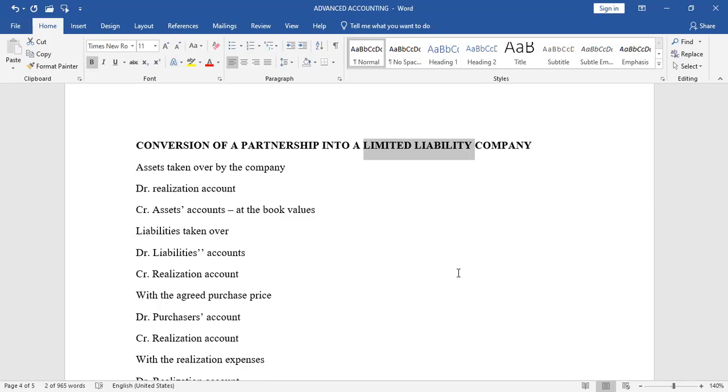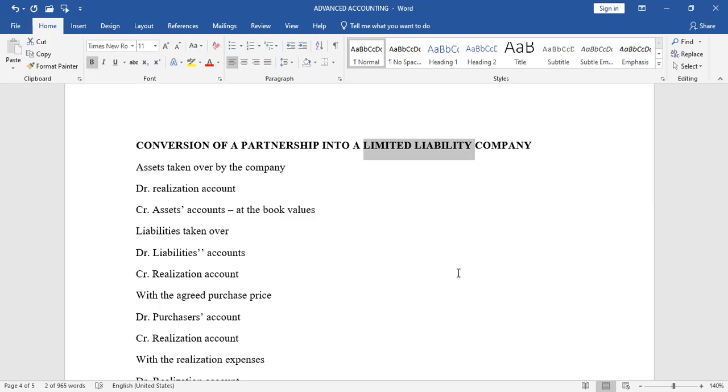Let me try. I think for limited liability, the owners of the company cannot be liable for the liabilities of the company. You are not liable for the liabilities of the company.